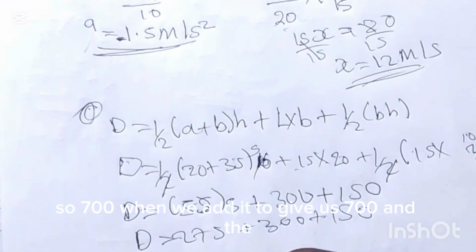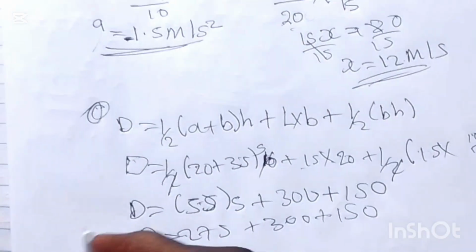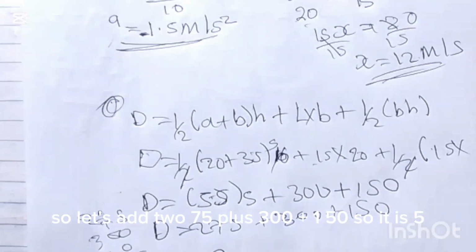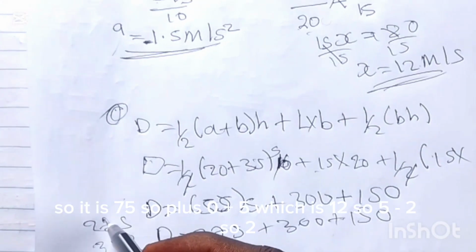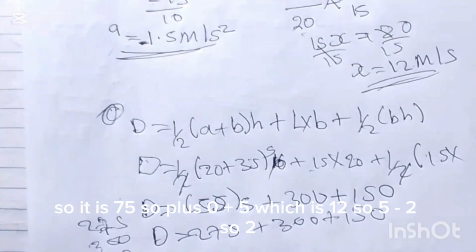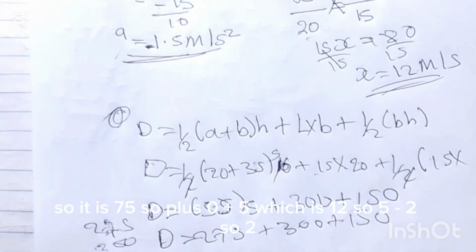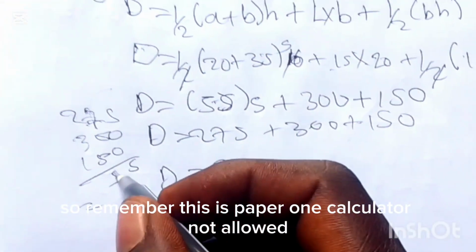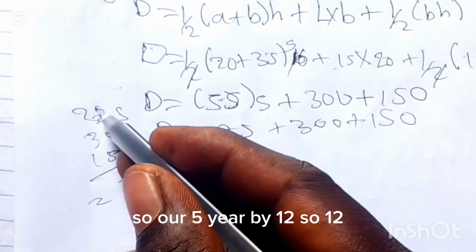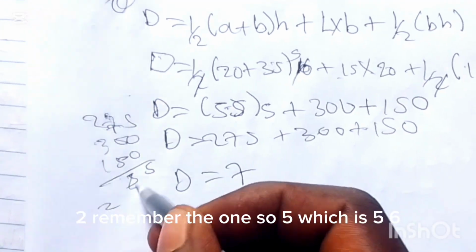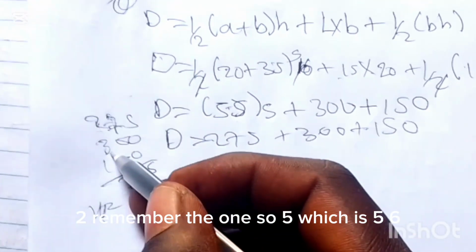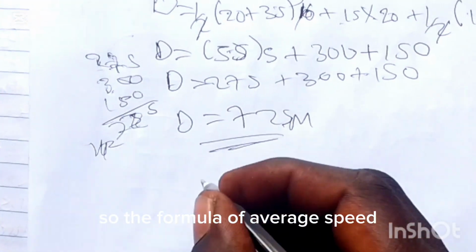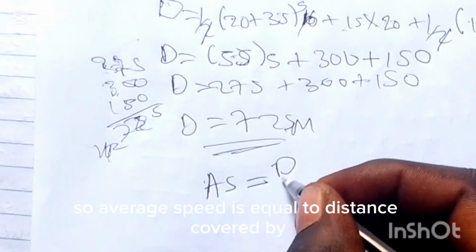So let's add 275 plus 300 plus 150. So 5 plus 0 plus 0 is 5. Then 7 plus 0 plus 5 is 12, so 2 remainder 1. Then 2 plus 3 plus 1 plus 1 is 7. So it is 725. Remember this is Paper 1, calculator not allowed. So this was the total distance.